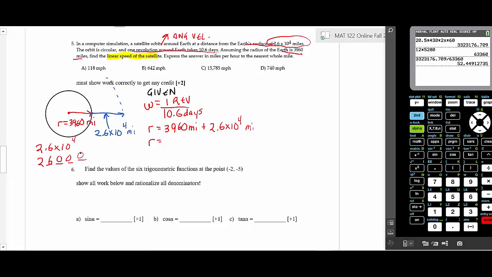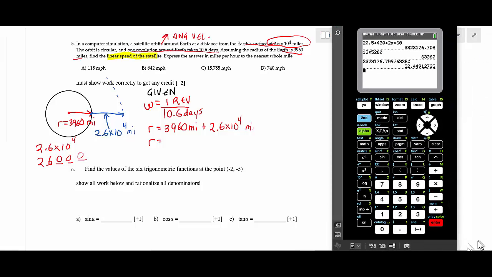So you would actually have 26,000 miles. Okay, is what that would be then. Now you can put it in your calculator in scientific notation if you want to. So you could go 3960, and then you could either put in the 26,000, like that. That seems like a really big number to me, but that's okay. Make sure they're both in miles, so that's okay.